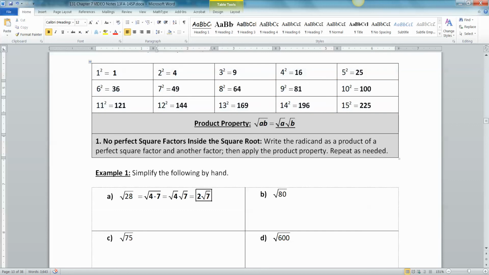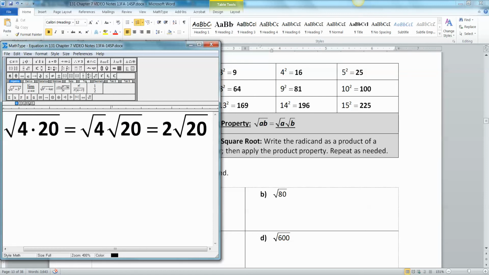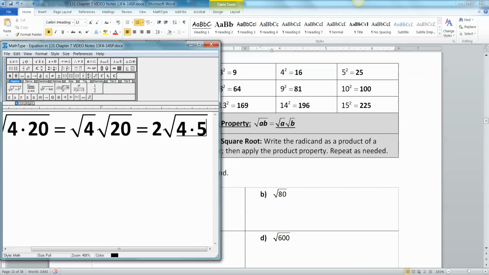So maybe you'll see 4. 4 goes into it, so let's do that. The square root of 80 equals the square root of 4 times 20. And then the square root of 4 times the square root of 20 is 2 square root of 20. Oh, but you're not done, because 20 has a perfect square, namely 4, right? So I have to break down the 20 again to 4 times 5, and then I have to do it all over again.